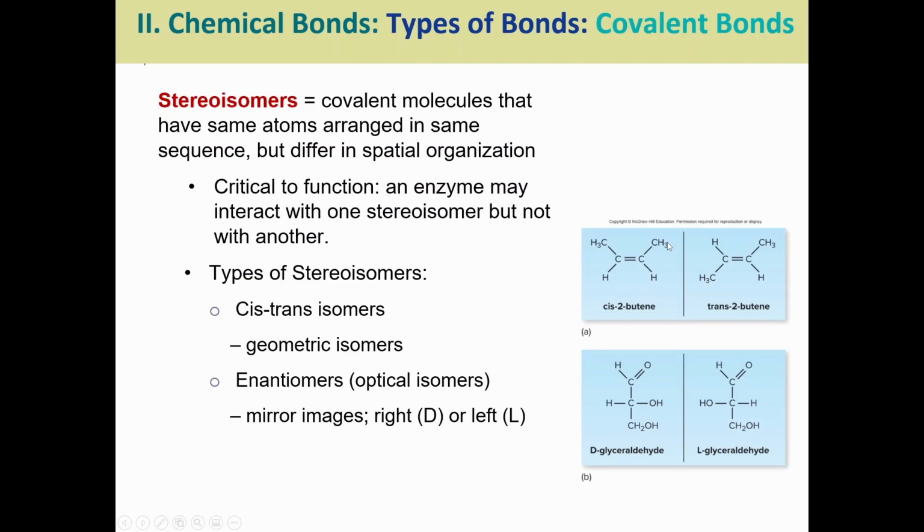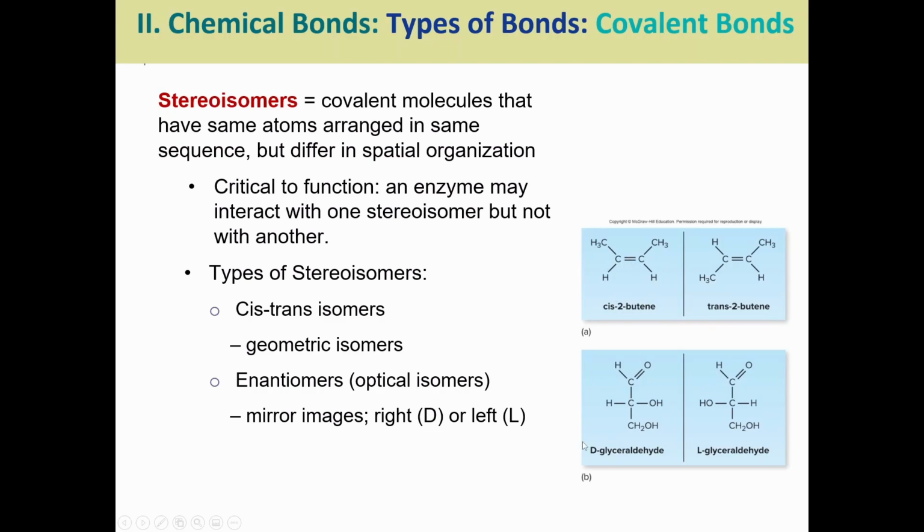3, 6, 7, 8 hydrogens. So it's C4H7 for both of them, but they're arranged a little bit differently. And that's the big thing with a stereoisomer, is that they have the same molecular makeup, right, in terms of what atoms are present, but how they're organized is a little different.